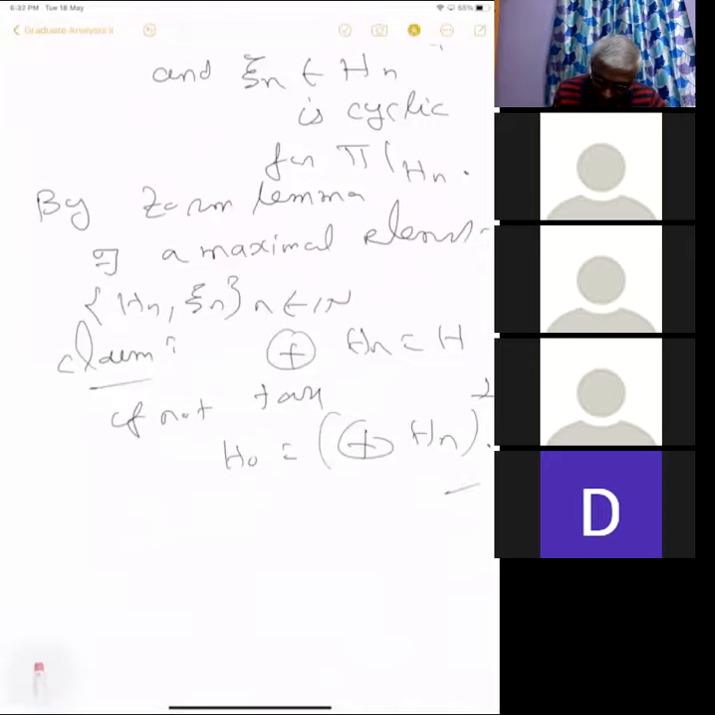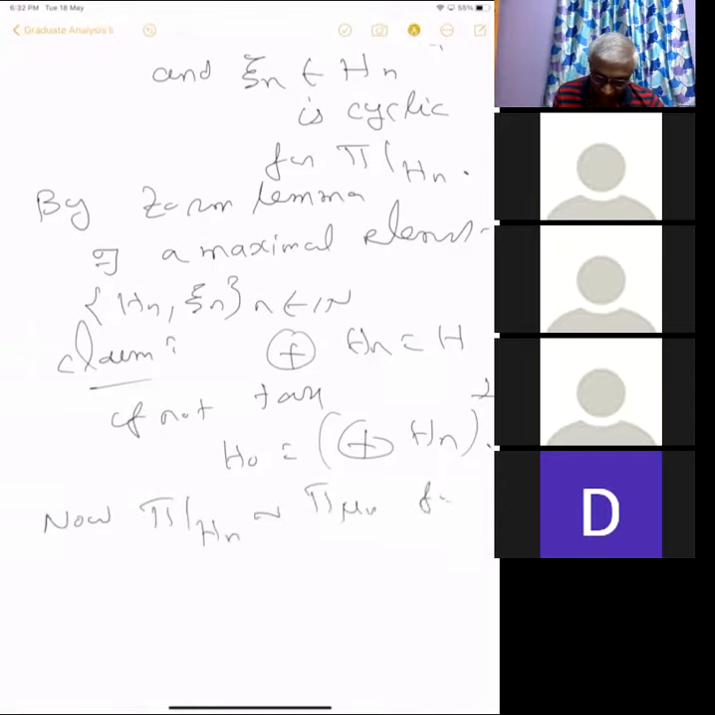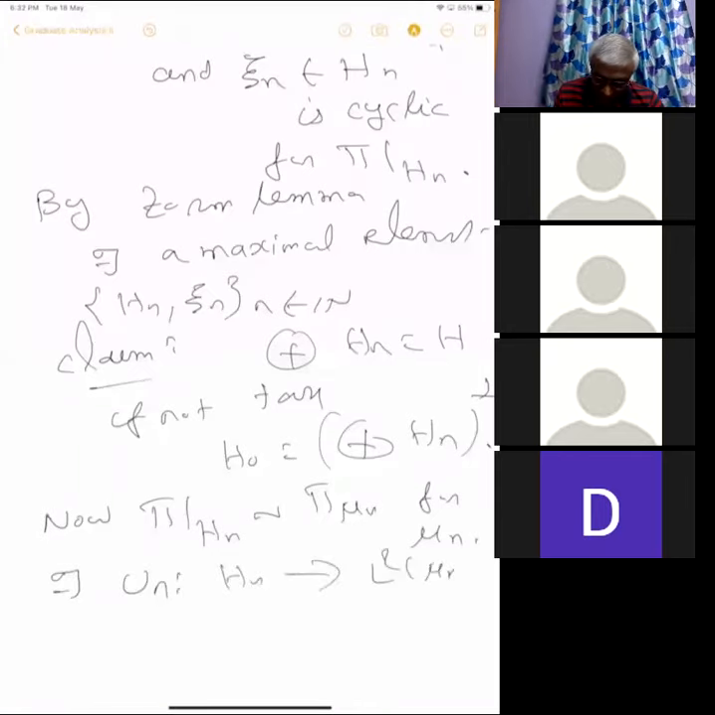Now each H_n: pi restricted to H_n is unitarily equivalent to pi_mu_n for some mu_n, because that is a cyclic representation. We proved that any cyclic representation is unitarily equivalent to pi_mu. So there exists a unitary U_n from H_n to L2(mu_n) such that U_n pi restricted to H_n U_n star is equal to pi_mu_n.